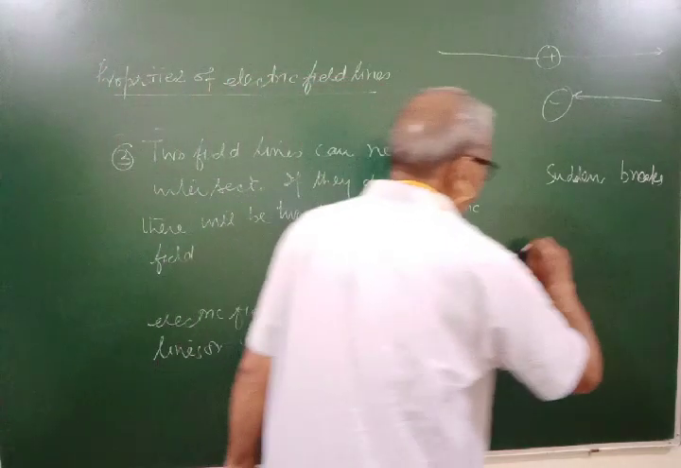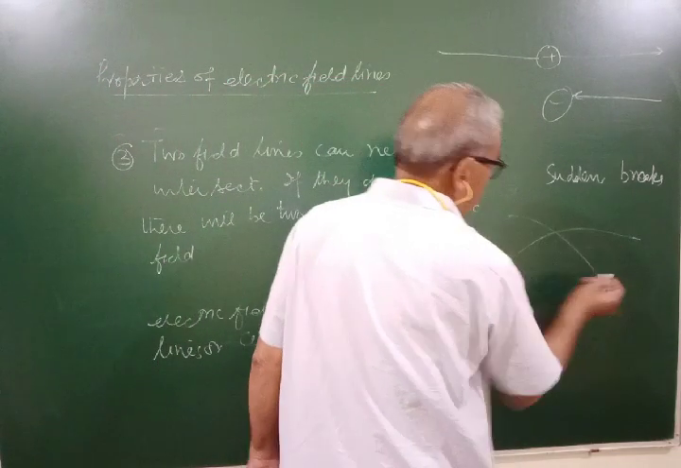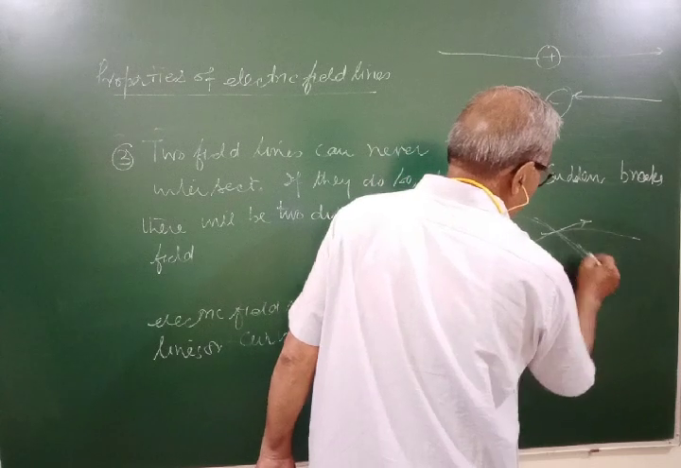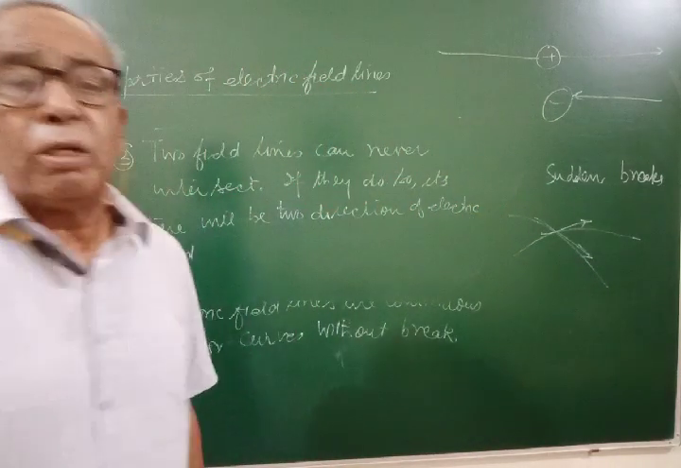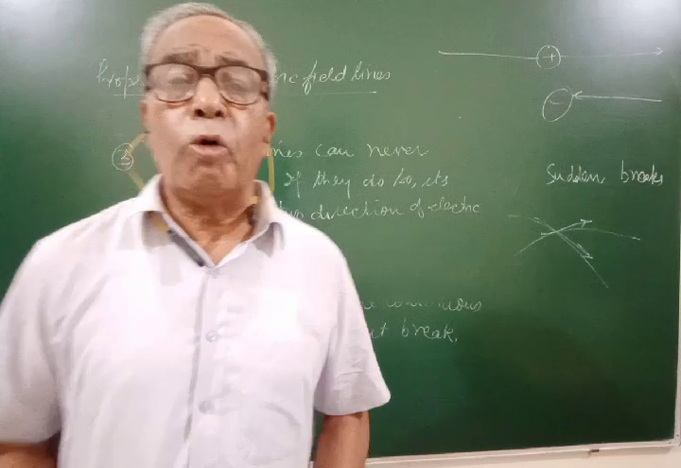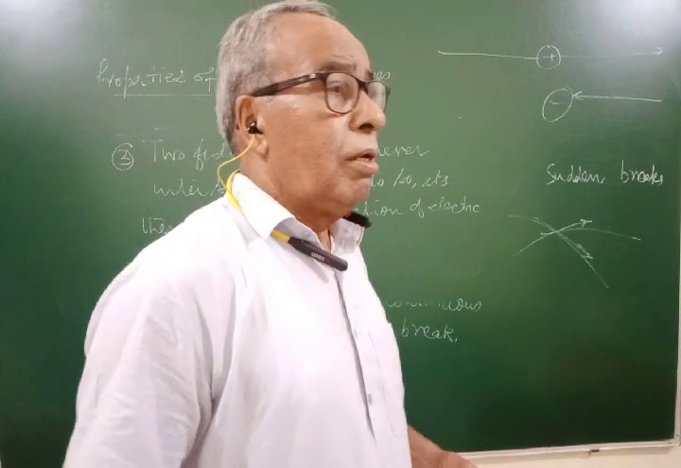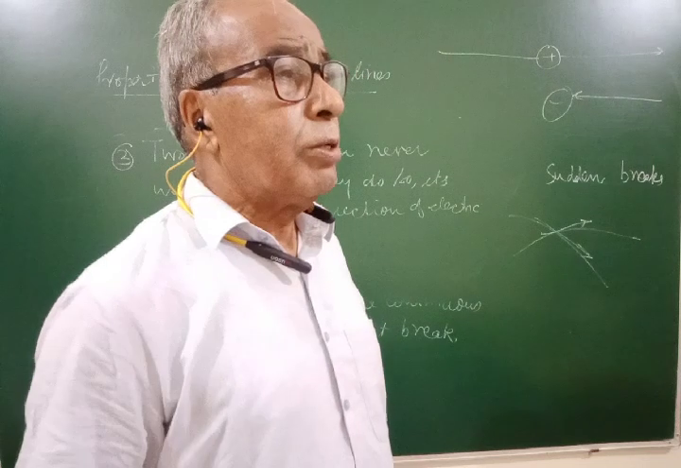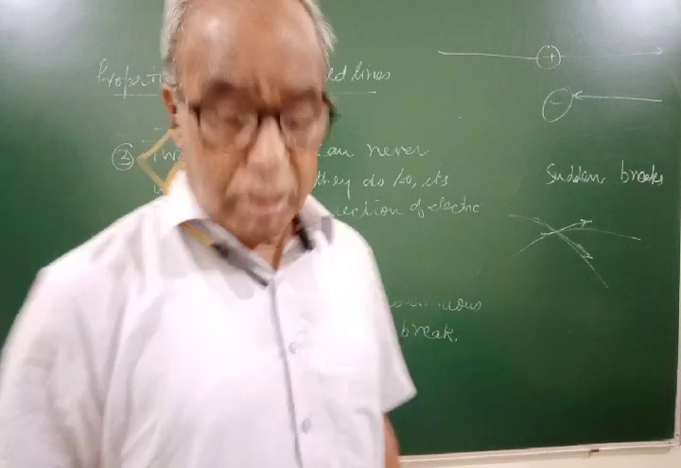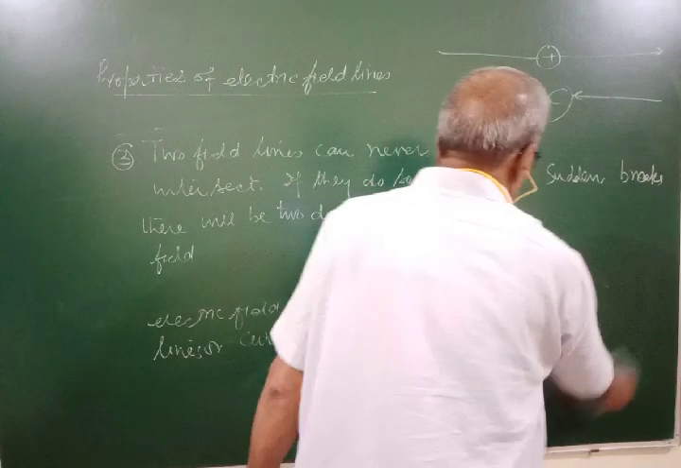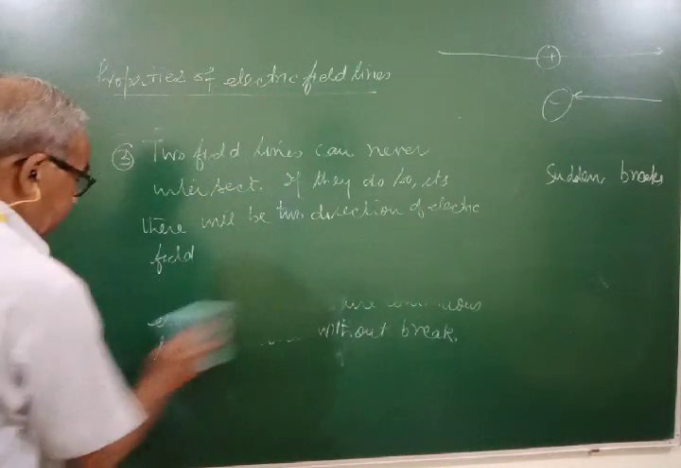Why do I say that if they intersect like this, here the tangent is this, here the tangent is this. So a field cannot have two directions. A system of charges, or a single charge, or many point charges around it has one electric field. A field cannot be two at any point. So field lines can never intersect.